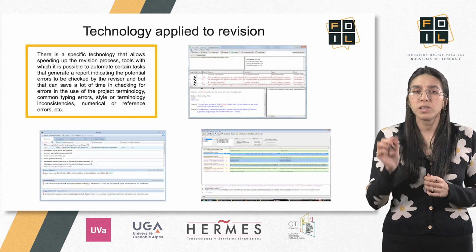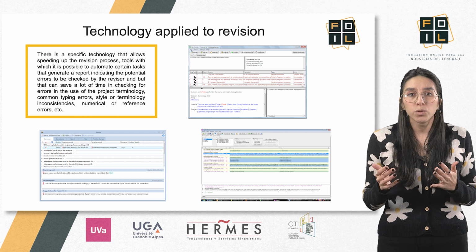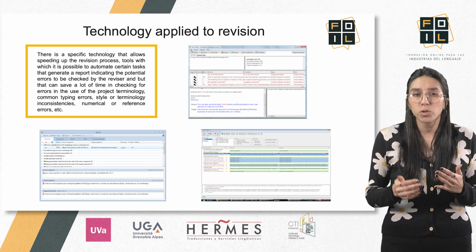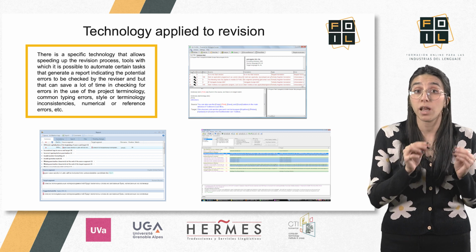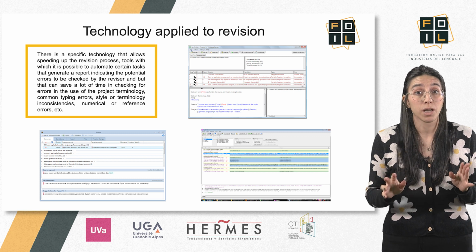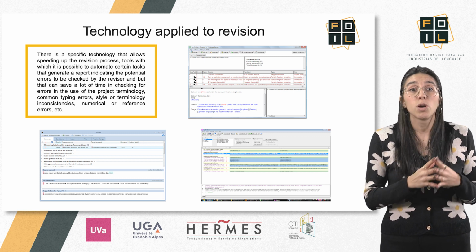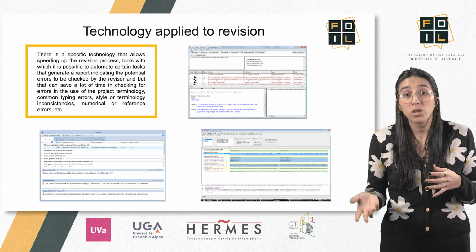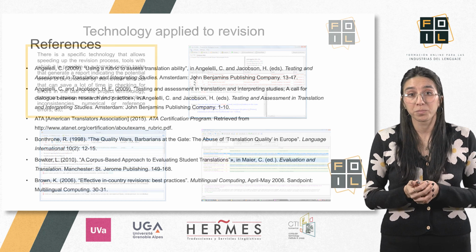There is a specific technology that allows speeding up the revision process, tools with which it is possible to automate certain tasks that generate a report indicating the potential errors to be checked by the reviser, and that can save a lot of time in checking for errors in the use of the project terminology, common typing errors, style or terminology inconsistencies, numerical or reference errors, etc.